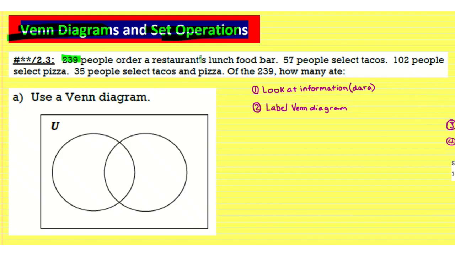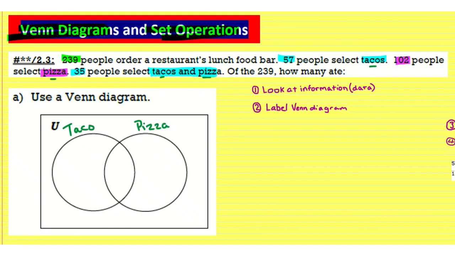239 people order a restaurant's lunch food bar. 57 people order tacos. 102 people select pizza, and 35 people select tacos and pizza. So, how many categories do we have? We have tacos and we have pizza. So, we only have two categories. So, that makes sense that we would have a Venn diagram with two circles. So, let's call this the taco circle, and we will call this the pizza circle.